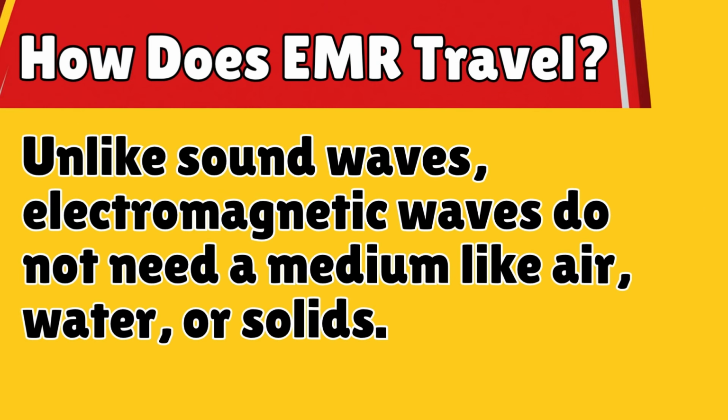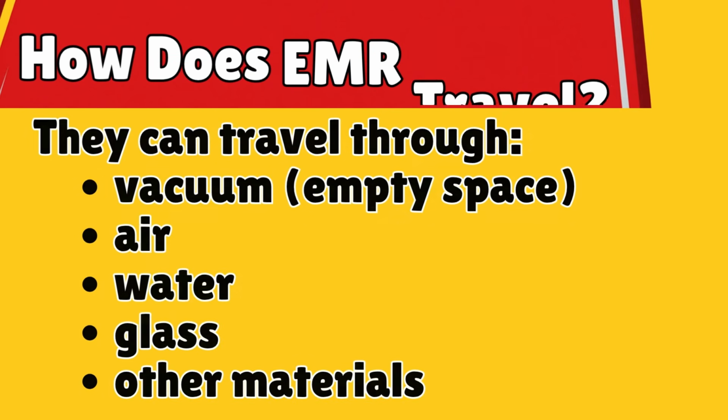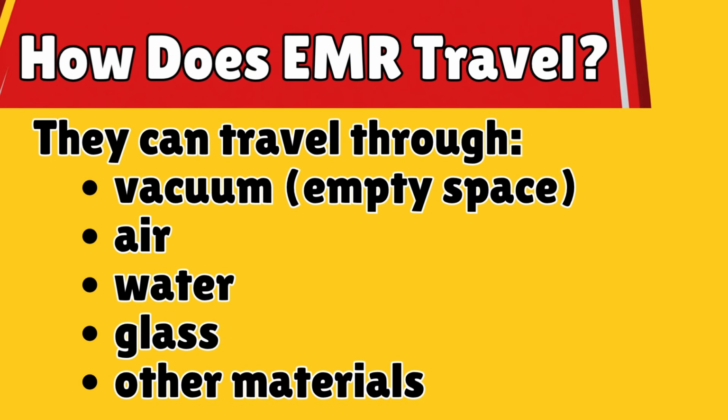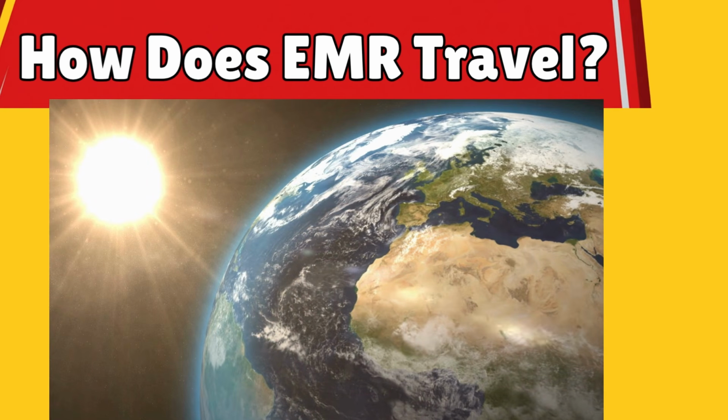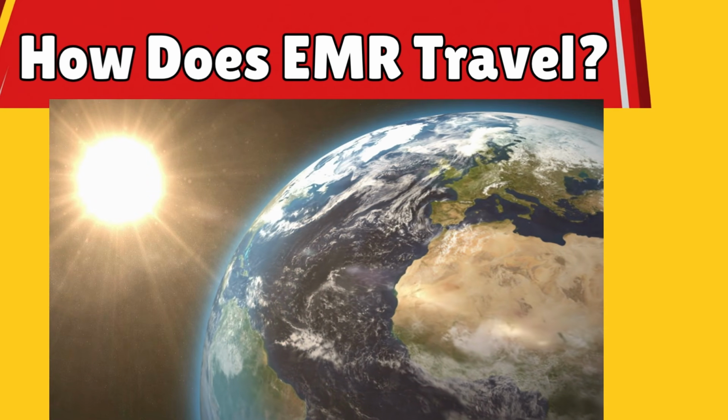How does electromagnetic radiation travel? Unlike sound waves, electromagnetic waves do not need a medium like air, water, or solids. They can travel through vacuum or empty space, like in outer space, which is actually a vacuum. They can also travel through air, water, glass, and other materials. This explains why sunlight can travel from the sun to Earth through outer space.